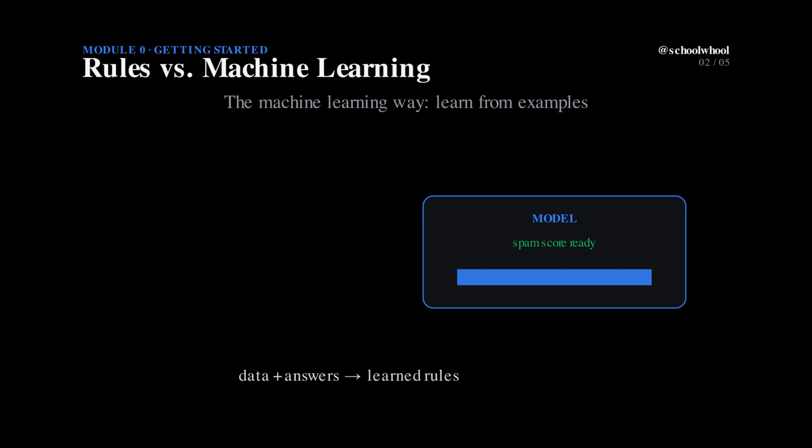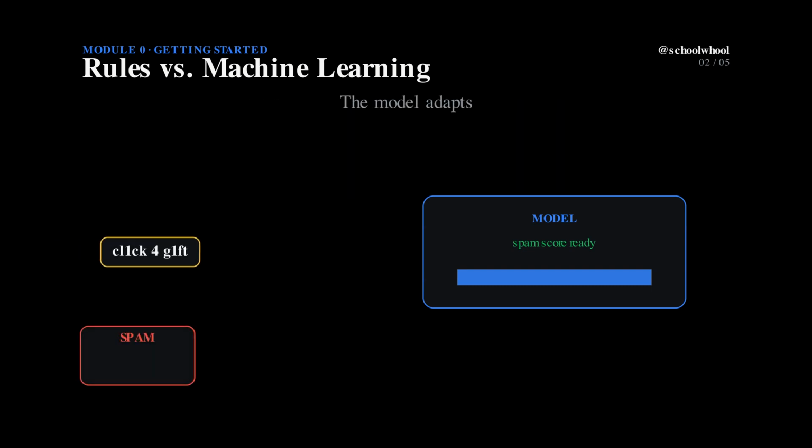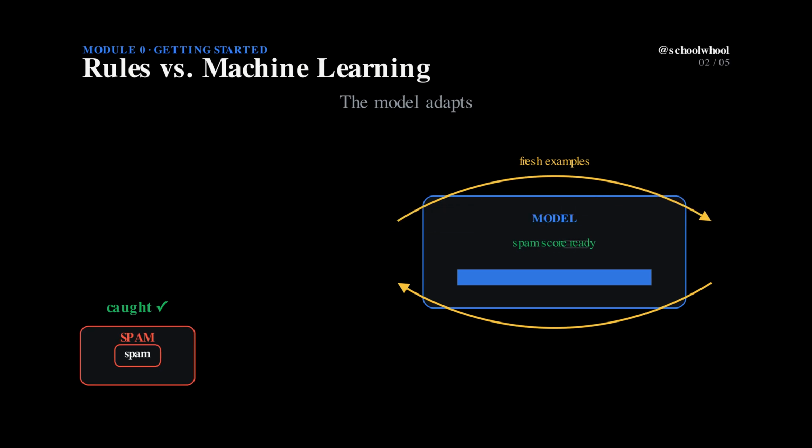Here is the payoff. When a brand new trick arrives, the model can still catch it. Because it learned deeper patterns, not a fixed list of words. And when spammers change tactics completely, we do not rewrite anything. We simply retrain on fresh examples, and the model updates itself.